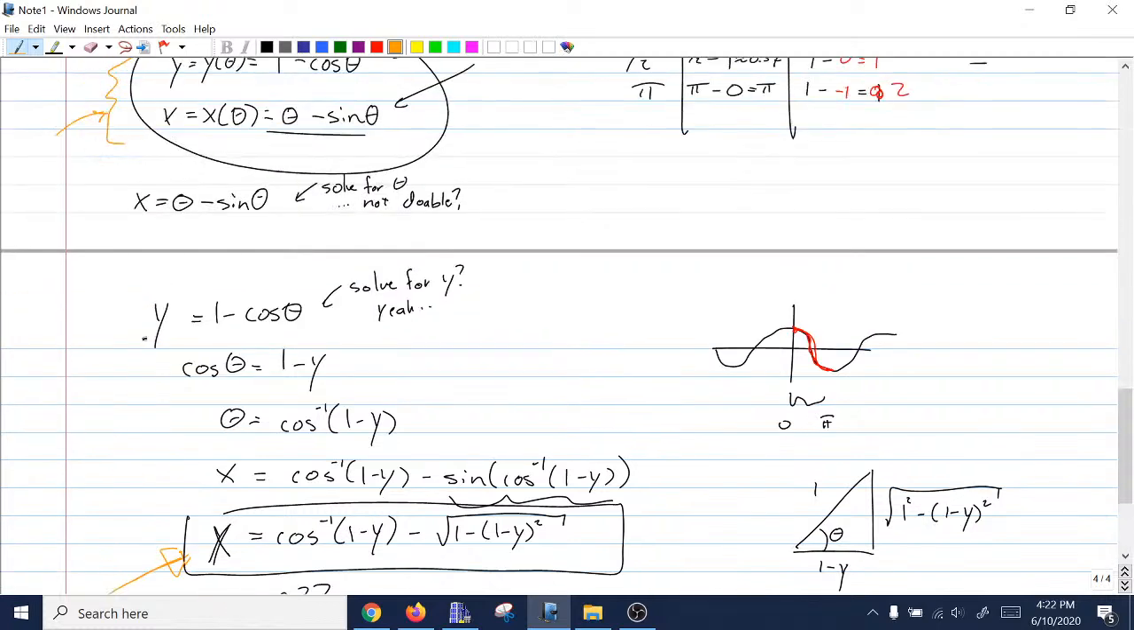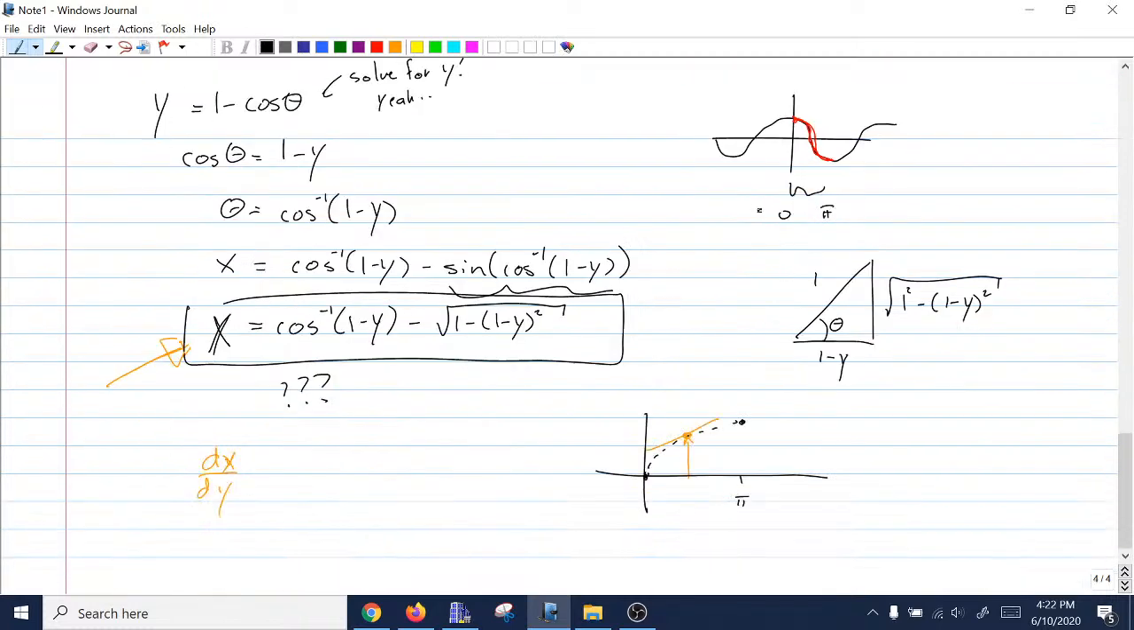And like we saw a second ago, solving theta minus sine theta equals x for theta is just not doable, so it doesn't take that much work to come up with a problem where you can't eliminate the parameter even if you wanted to. But that's the idea. Eliminating the parameter means solving one of the equations for t, plugging that into the other equation, and somehow getting a formula for y and x that doesn't have that parameter variable t in it.